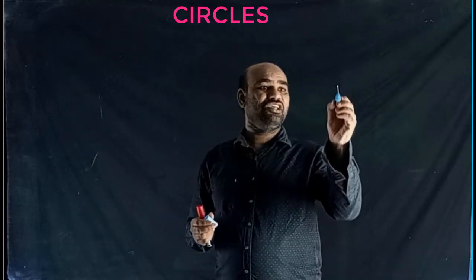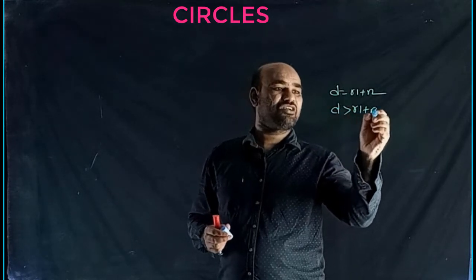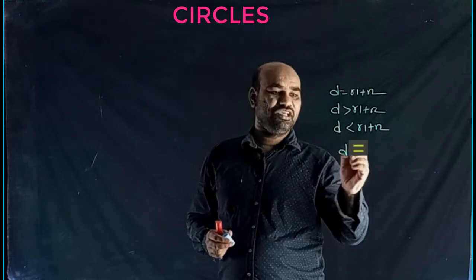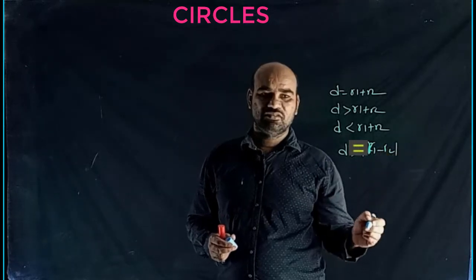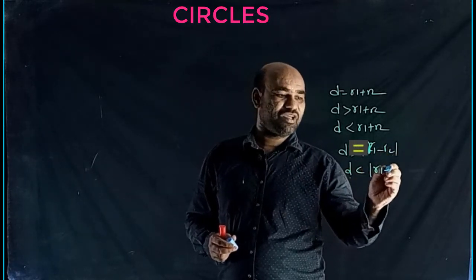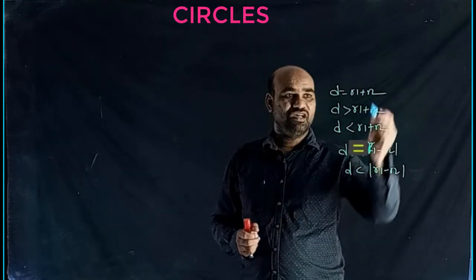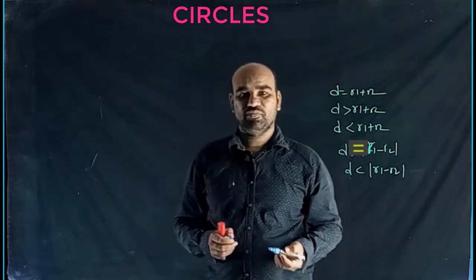In part 17 we discussed the relative position of two circles on a plane. So D equal to R1 plus R2, D is greater than R1 plus R2, D is lesser than R1 plus R2, D is less than mod of R1 minus R2. These are a few conditions. Based on these conditions, you can say what is the position of the circles on the coordinate plane.